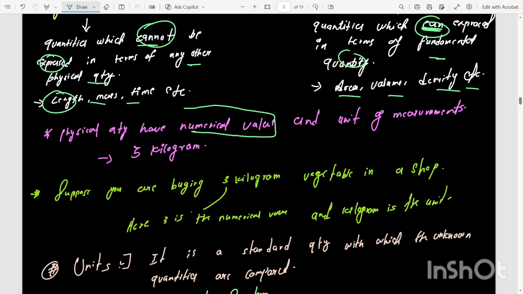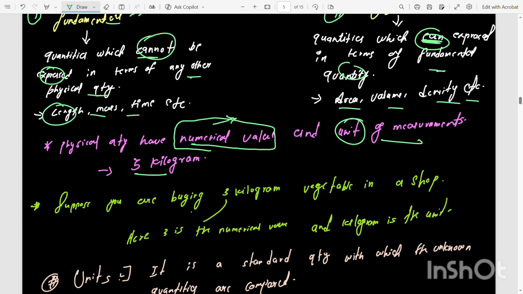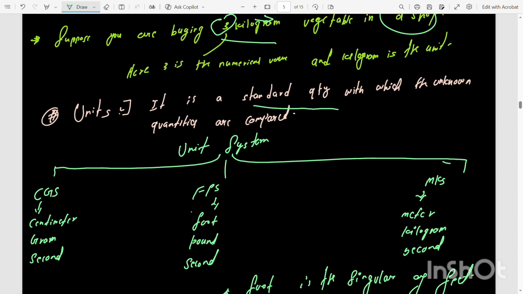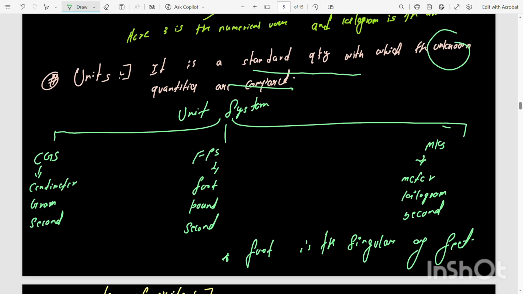So a physical quantity has a numerical value. The quantity which is physical has a numerical value and a unit of measurement. For example, 3 kilogram. Suppose you are buying 3 kilogram of vegetables from a shop. So here the 3 is your numerical value and the kilogram is your unit. So now what is a unit? It is a standard quantity with which the unknown quantities are compared.